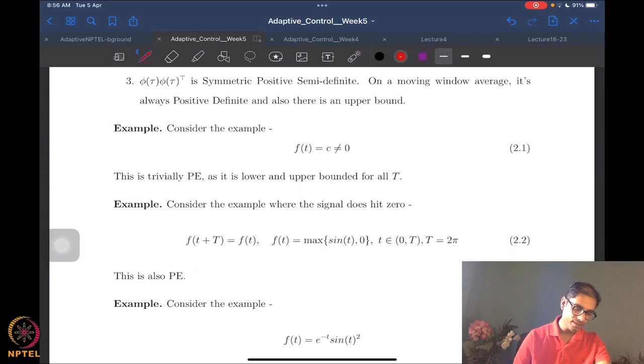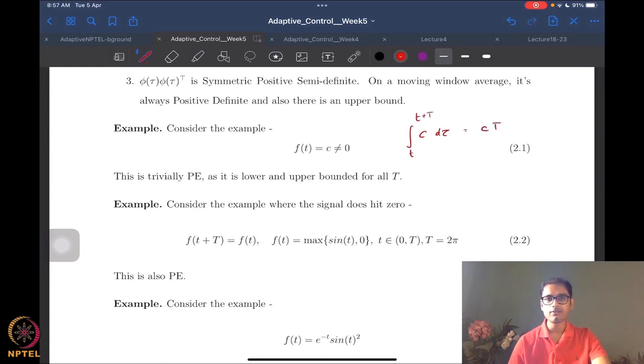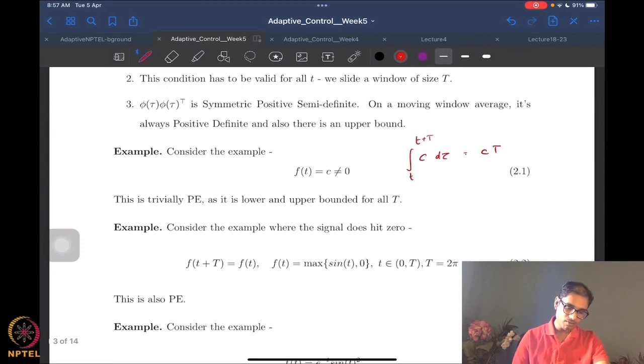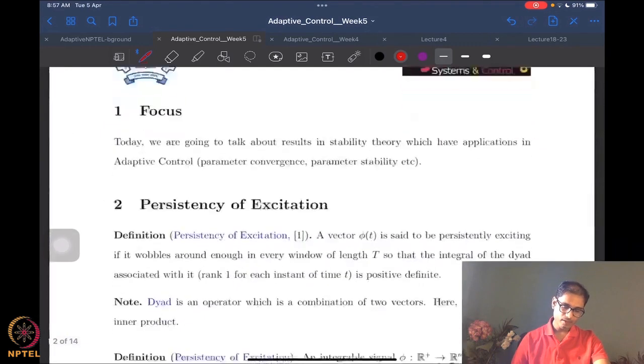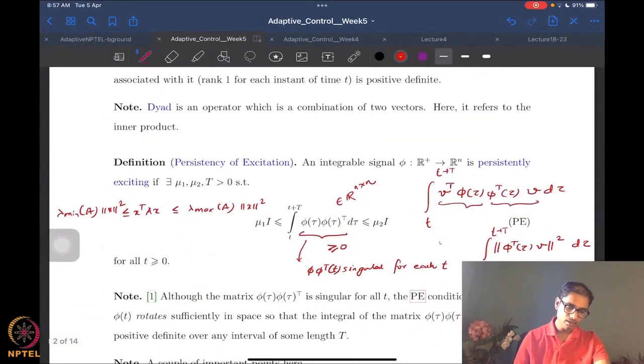If you integrate this, C d tau from t to t plus capital T, you'll always get C times T irrespective of what your small t is. And therefore the lower and upper bounds can be exactly C times capital T. So I can mark this to be my mu 1 and mu 2. One of the things to remember is that these mu 1s and mu 2s can depend on capital T.